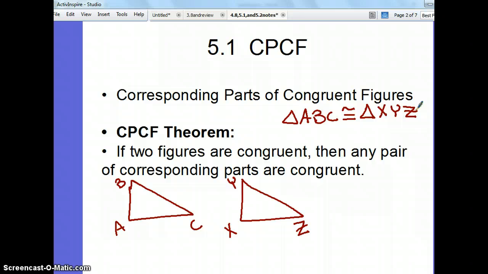By doing so, we can now say, by this theorem, that angle A is congruent to angle X. We can say that segment AC is congruent to segment XZ. Congruent sides. So we've got three sets of angles and three sets of sides that are going to be congruent in the triangle.